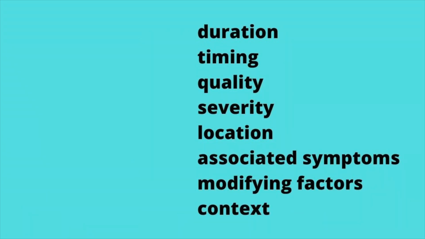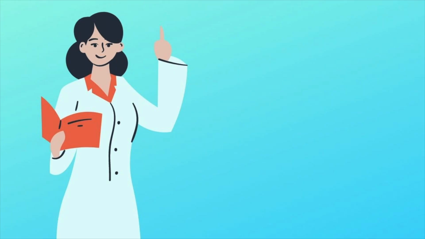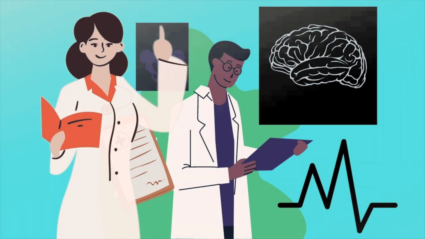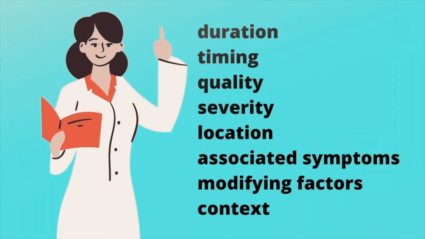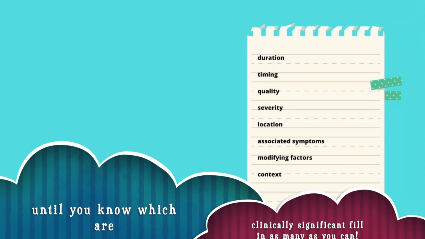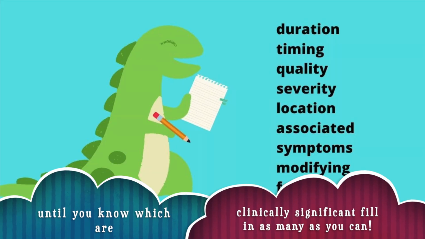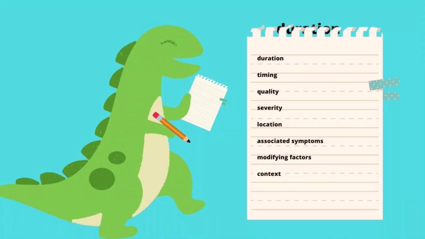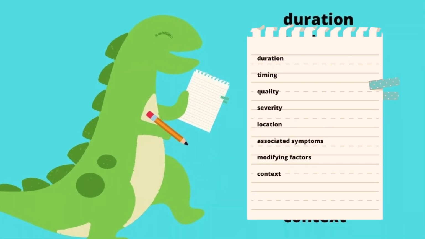Traditionally, the components of the history have been duration, timing, quality, severity, location, associated symptoms, modifying factors, and context. What I did as a medical student to learn to take a good history was, when I was standing in the corner listening to the attending taking the history, I would write down those components on the left-hand side of my paper, and then fill in the blank as the visit evolved. Yes, I trained in the era of dinosaurs, no phone, and I still recommend my students use that method with a pen and paper when they're first learning to take a history.